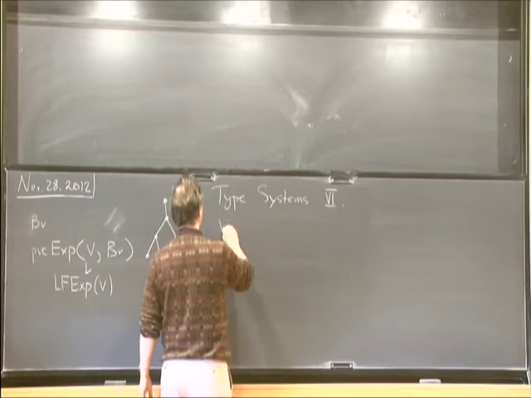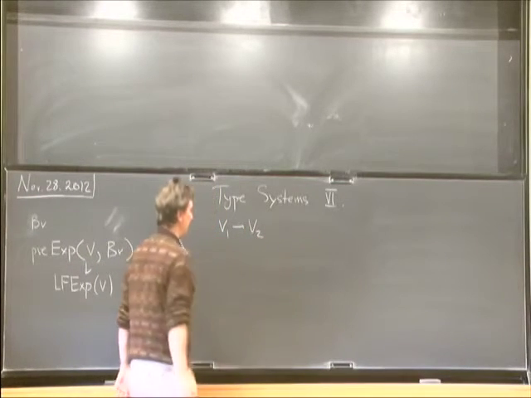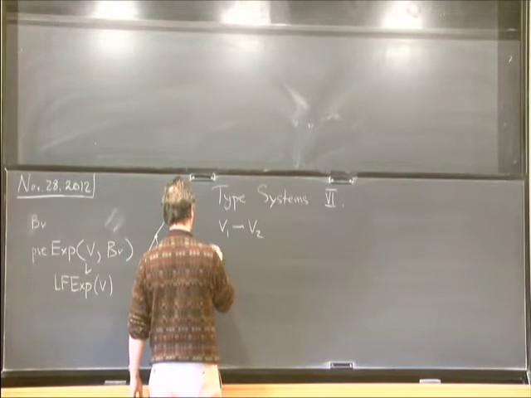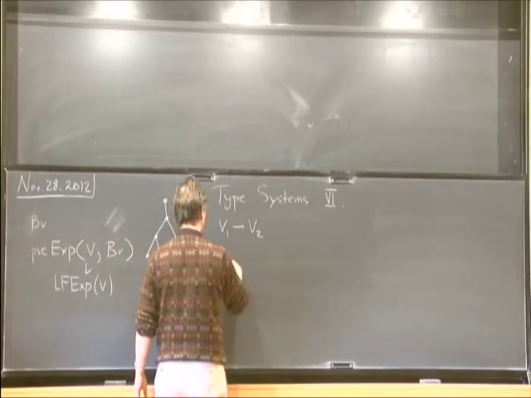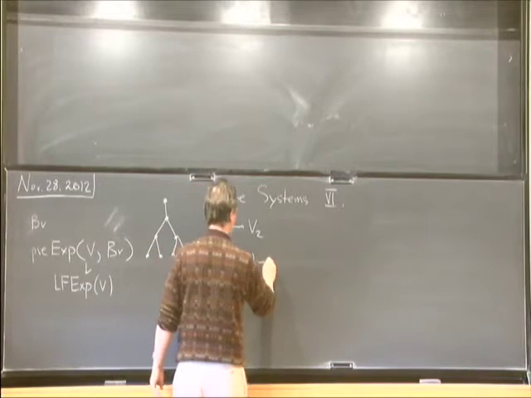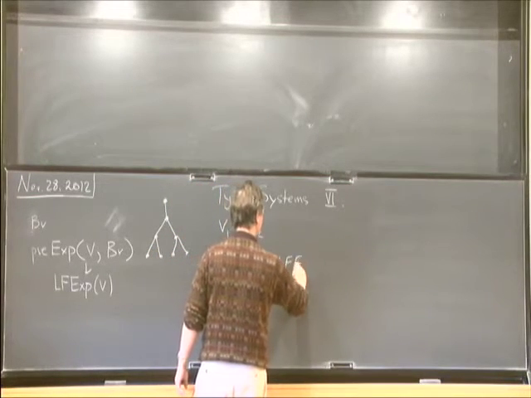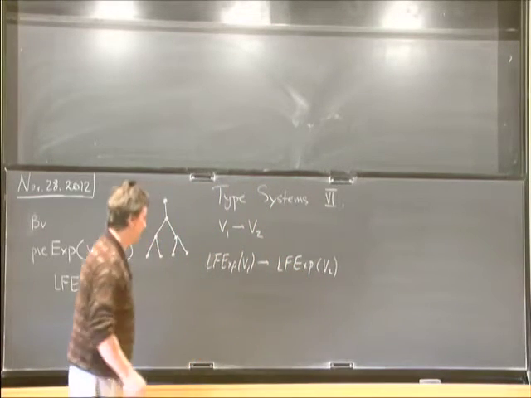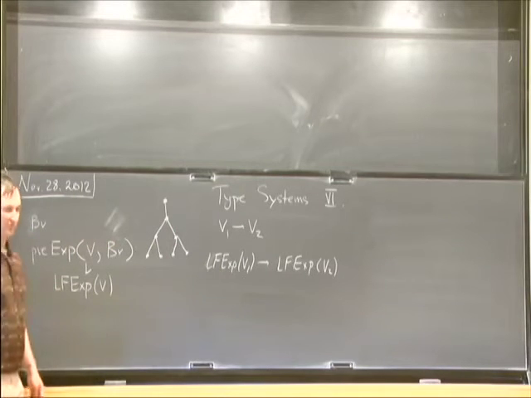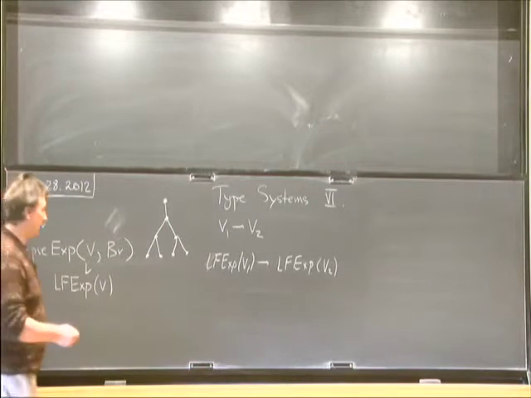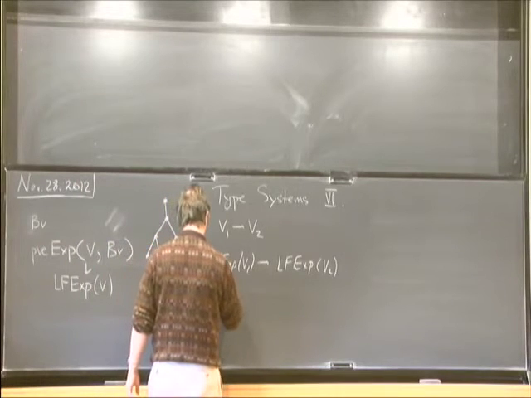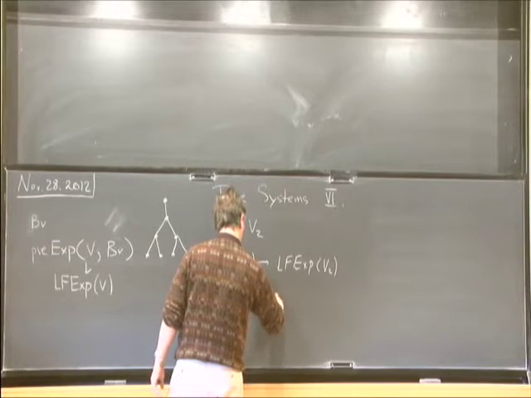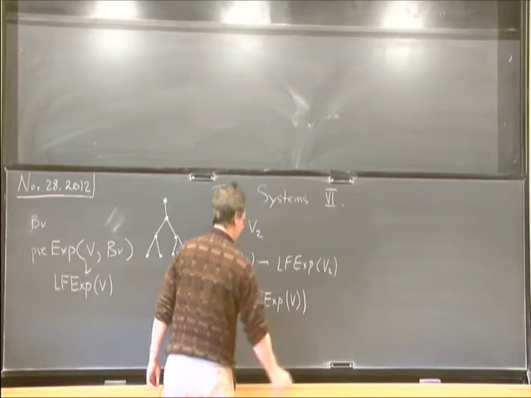Now we have a functor, because if I have V1 to V2, a mapping on the sets of free variables, then that defines a map from expressions with these free variables to expressions with those free variables. So this is actually a functor from sets to sets. And moreover, if I have LF exp of LF exp of V. So let's see what it means.